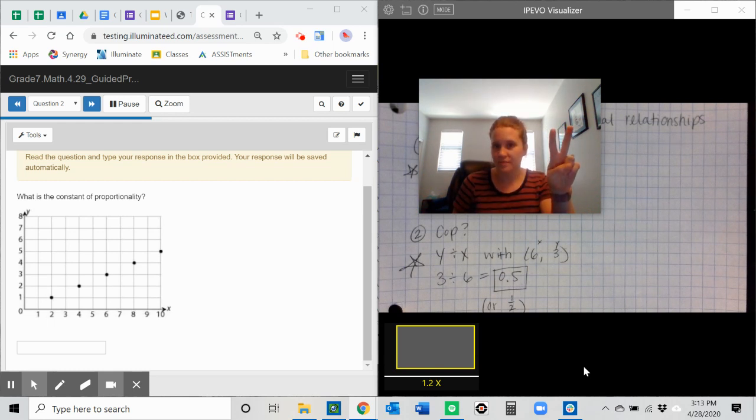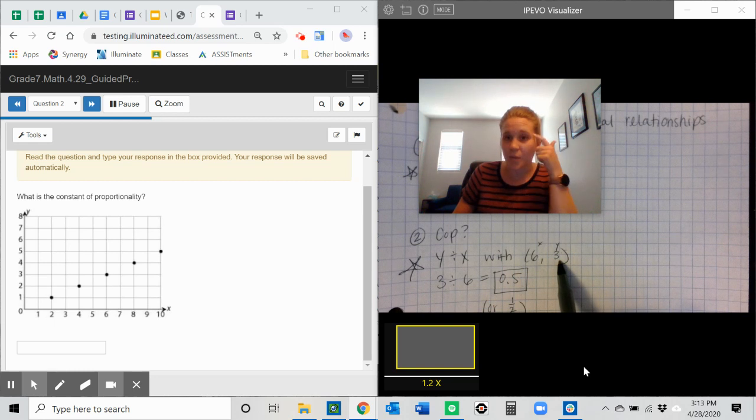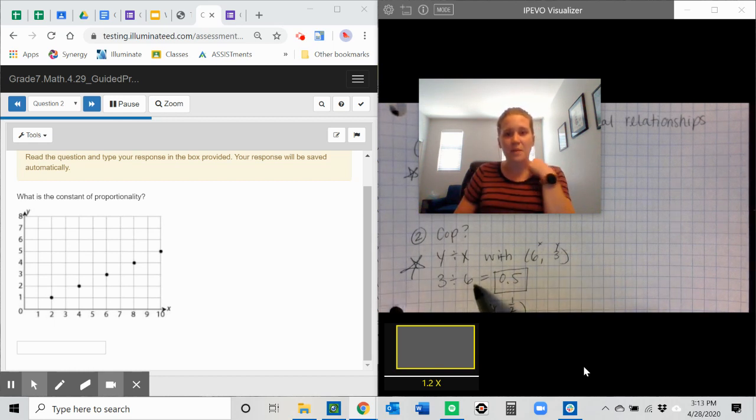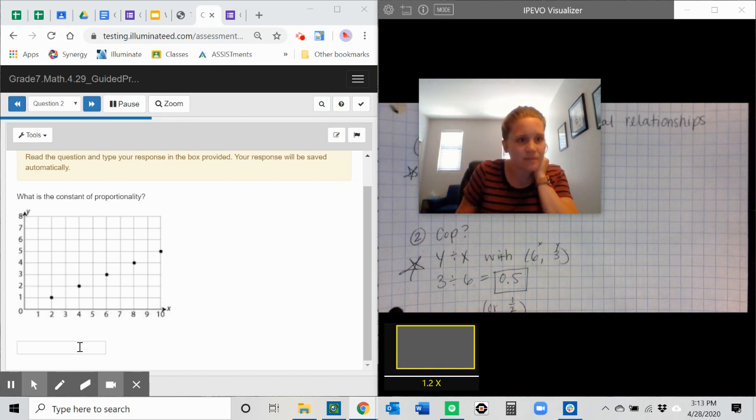If you got 2, what was the mistake you made? If you got 2, you did 6 divided by 3. Your brain tricked you. One thing I'd recommend you do is label x and y, and that helps you make sure you get that in the correct order. Remember, the constant of proportionality is the factor that takes us from x to y. So if I want to go from x to y, from 6 to 3, I need to multiply by 1/2, not 2. Cool, let's try another one.